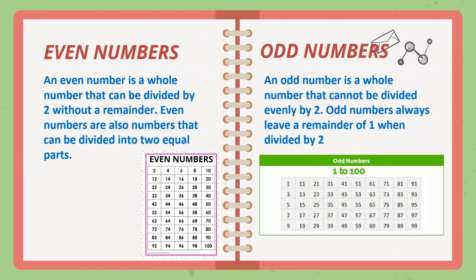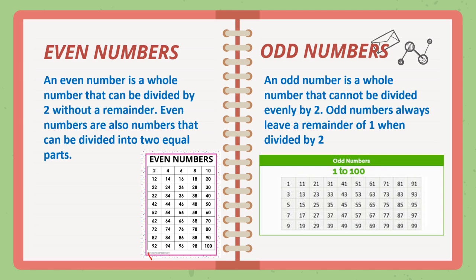Now moving over to odd numbers and even numbers, it is very, very simple, and we have been dealing with them since childhood. An even number is a whole number that can be divided by 2 without a remainder. Whenever you divide by 2 and don't get a remainder, you can confirm that it is an even number.